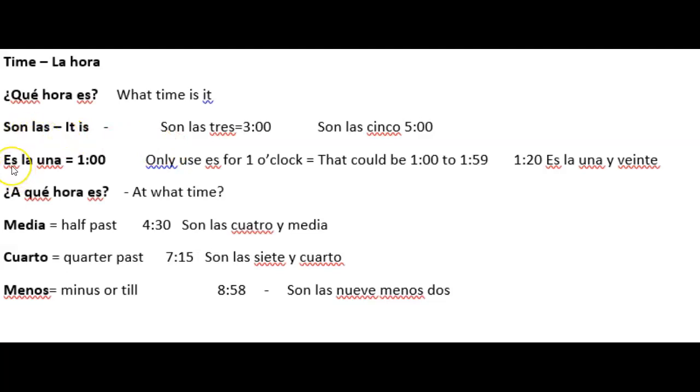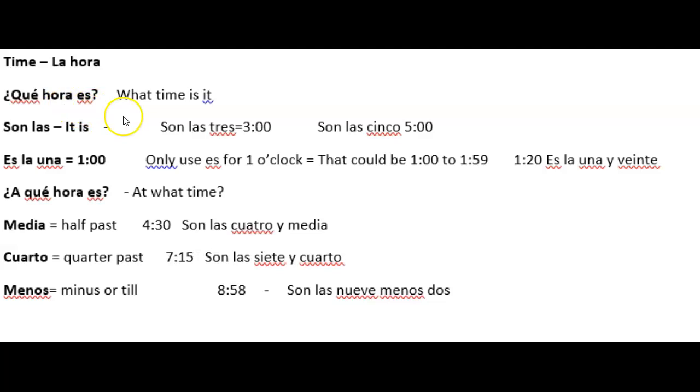We only use es to say it is for the time when it's 1 o'clock. So es la una. Only use es for 1 o'clock. And that could be 1 to 1:59, anytime throughout there. So another example, it's 1:20, es la 1:20.